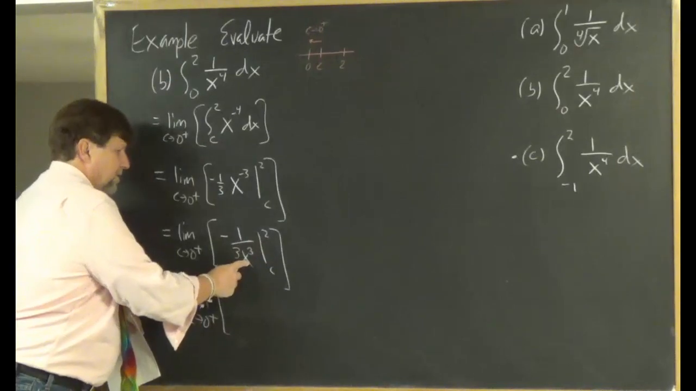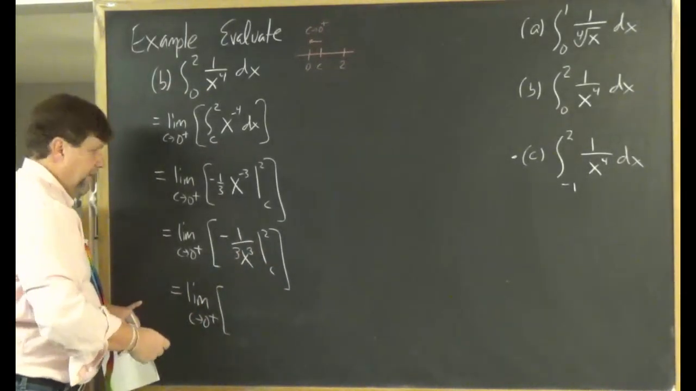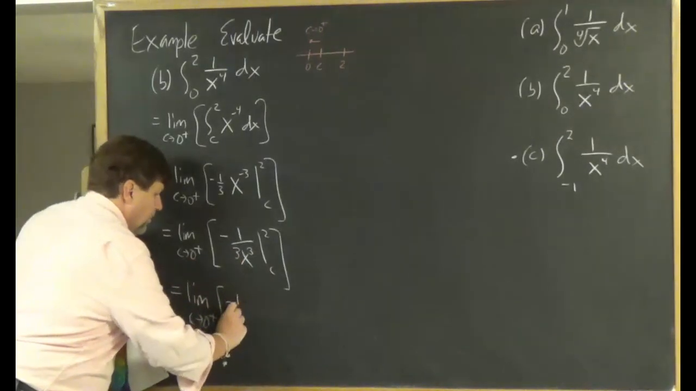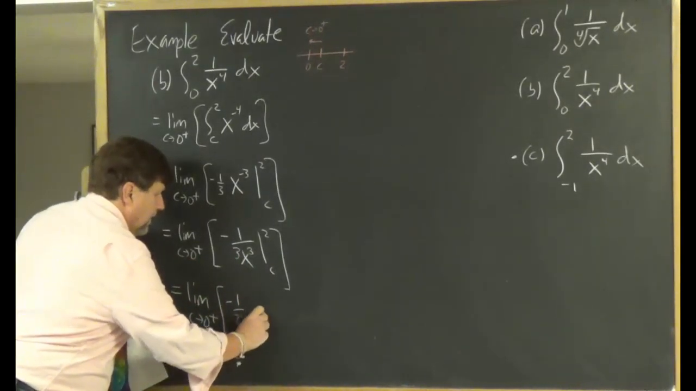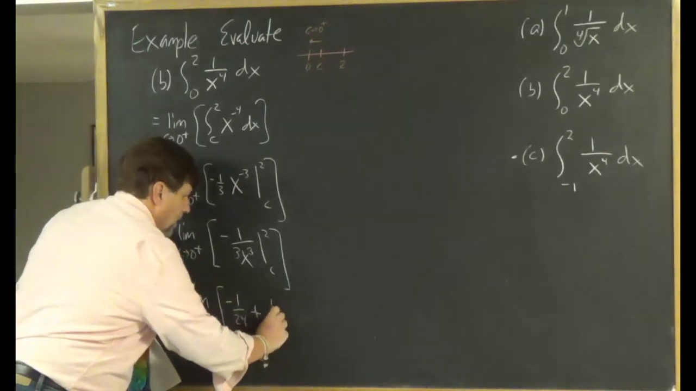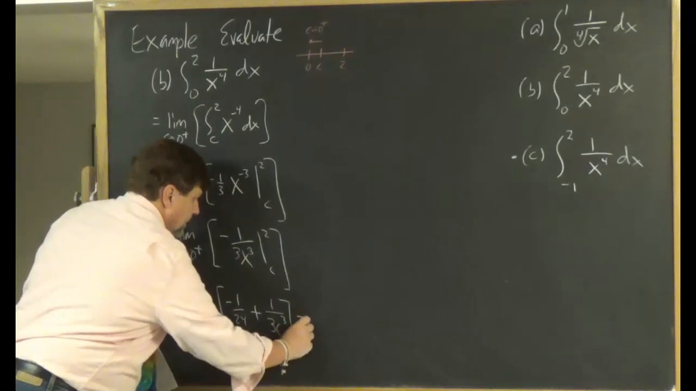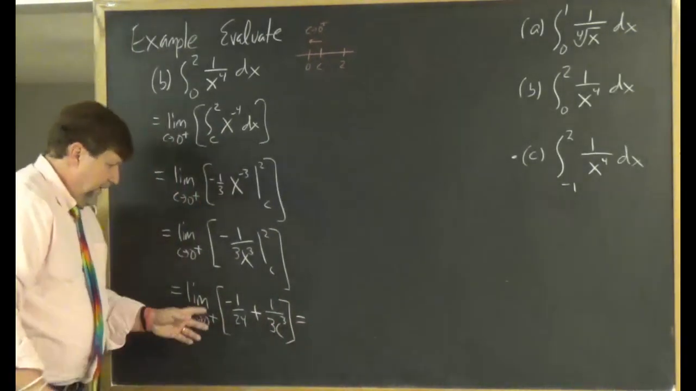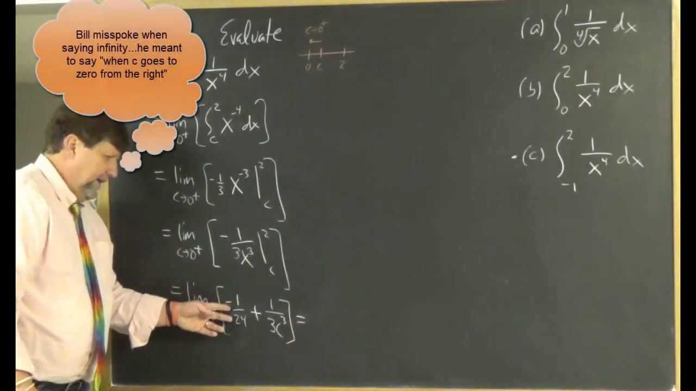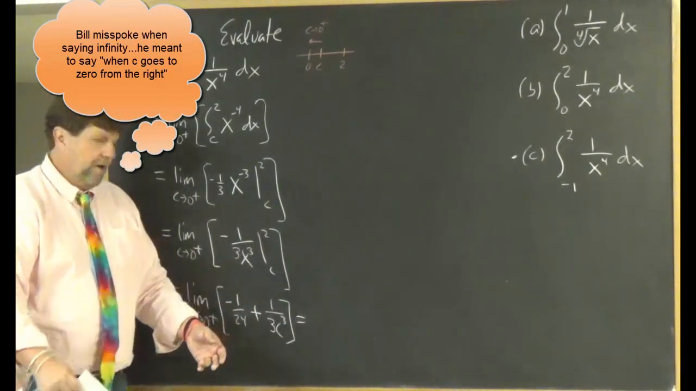Two comes in first. 2 cubed is 8. 3 times 8, 24. So I have a negative 1 over 24 minus negative, so that'll make that a plus 1 over 3c cubed. Okay, so I know the limit as c goes to infinity of negative 1/24 is negative 1/24.